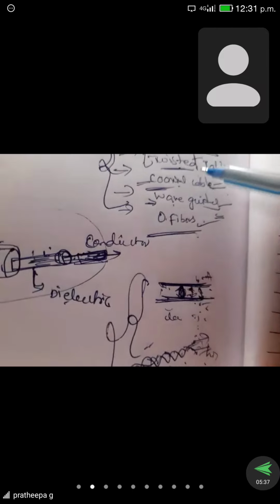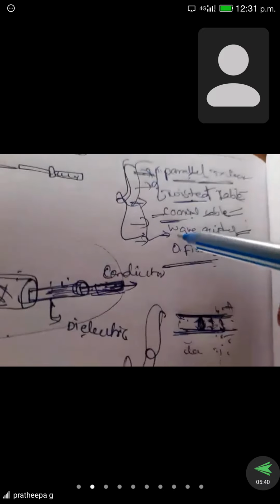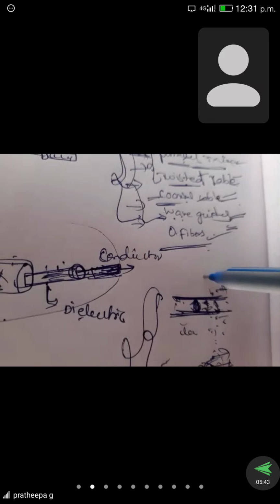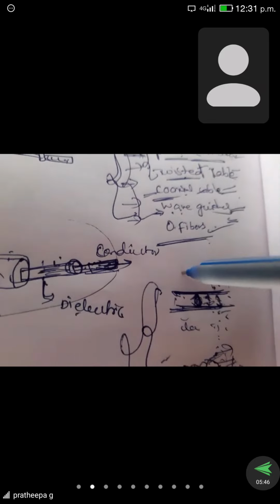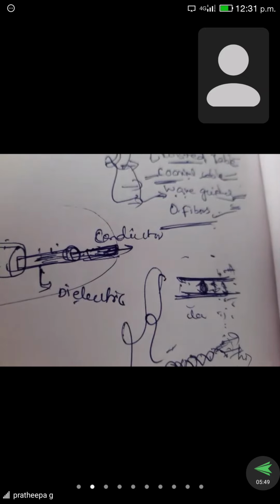Clear? Fourth one. And what is the fifth one? Optical fiber. So optical fiber is used to transmit the light signal. Before this, four transmission lines are used to transmit the electrical signal, right? So parallel, twisted, coaxial cable and waveguides. So these four are used to transmit the electrical signal. That means the electrical signal may be with low frequency or high frequency, right?